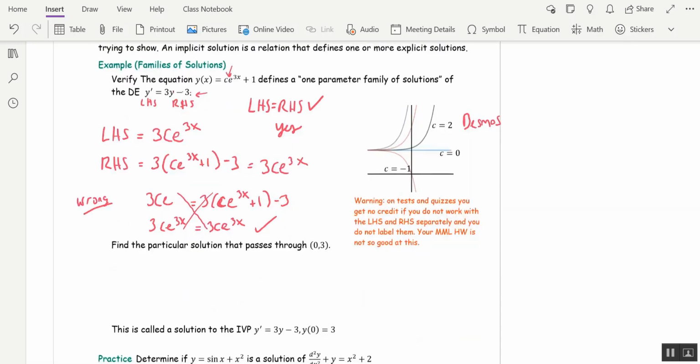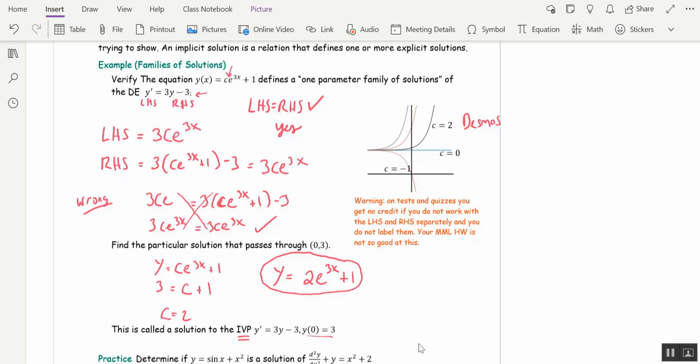Okay, find the particular solution that passes through the point x is 0, y is 3. All right, well, our solutions look like this. And so we just want to find the c so that the curve passes through 0, 3. So I put 3 in for y and 0 in for x. e to the 0 is 1, so I get c is 2. And so the solution I want is y equals 2 e to the 3x plus 1. And that is called a solution to the initial value problem, and it's a differential equation plus an initial condition.